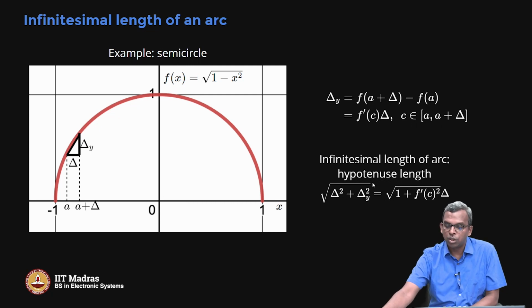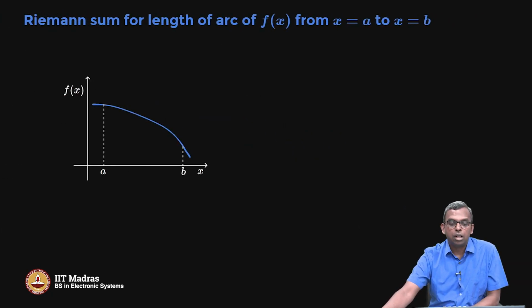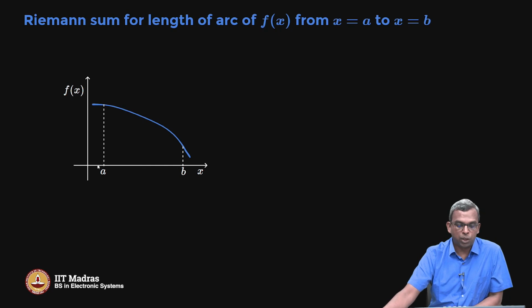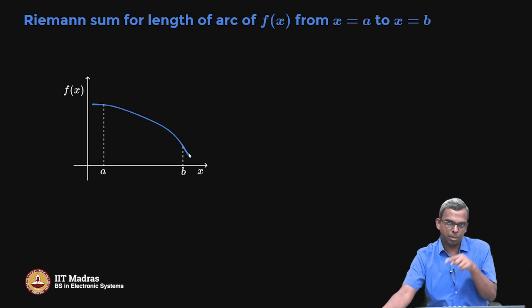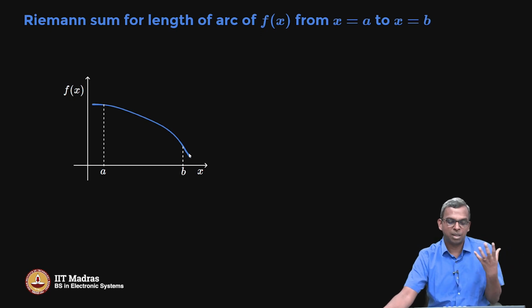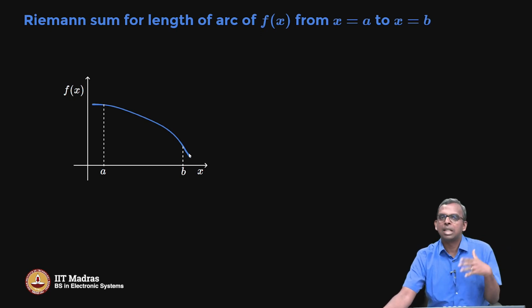Okay, so how do we put this to use? For a longer length from A to B, we can now do a Riemann sum. Supposing I want the arc of f of x. Now, I have gone back to the general f of x. In the previous slide, we had the example of the semicircle, just to illustrate to you that the semicircle is important. Now, I am going back to the general f of x.